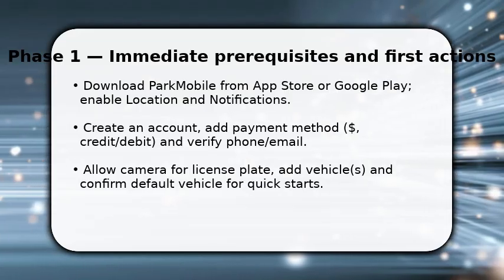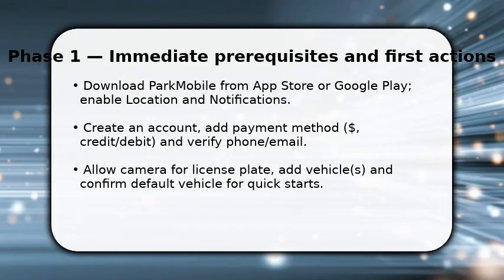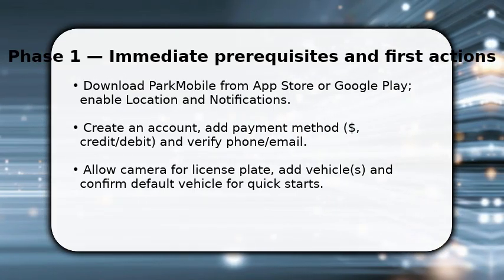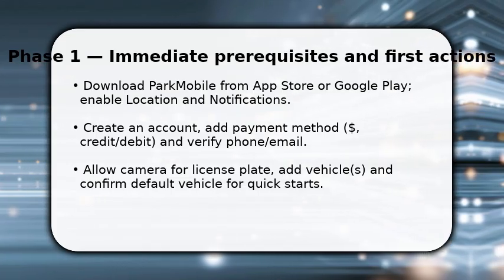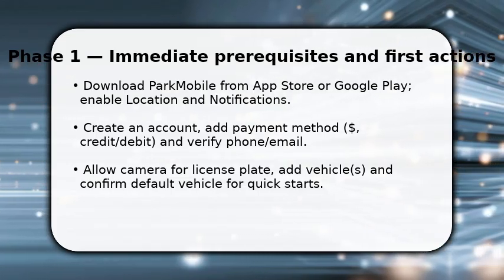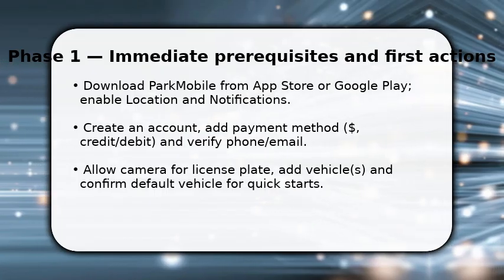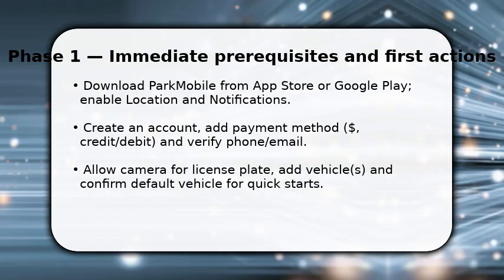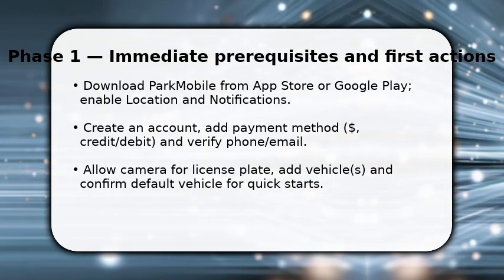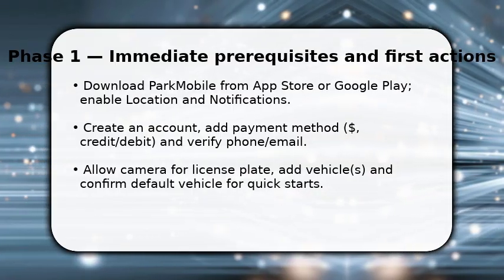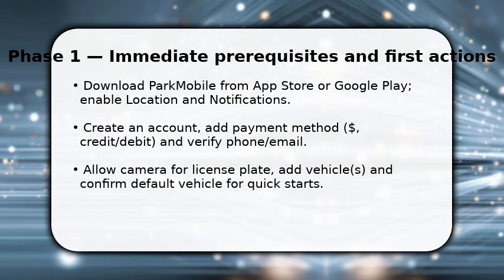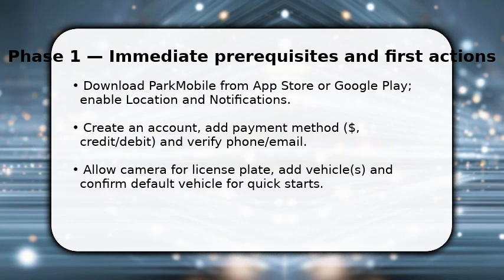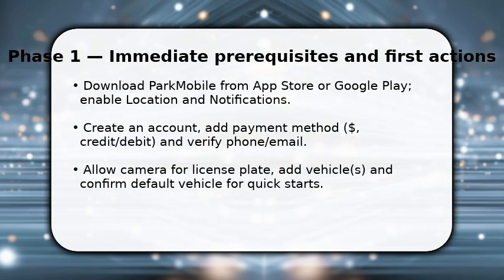You'll begin by preparing essentials so you can start parking fast. Download ParkMobile, enable location and notifications, then create your account. Add a payment method, credit or debit, and verify your phone and email. This avoids holds at pay stations. Add your vehicle and allow camera access for license plate entry, then set a default vehicle to skip selection later. Once done, open the app at the curb, and you're ready to initiate your first session without fumbling with terminals.